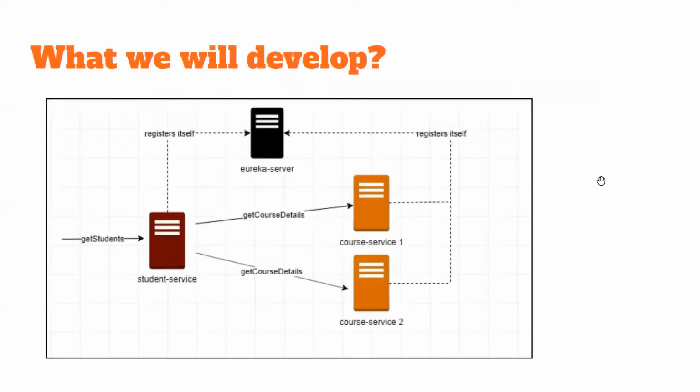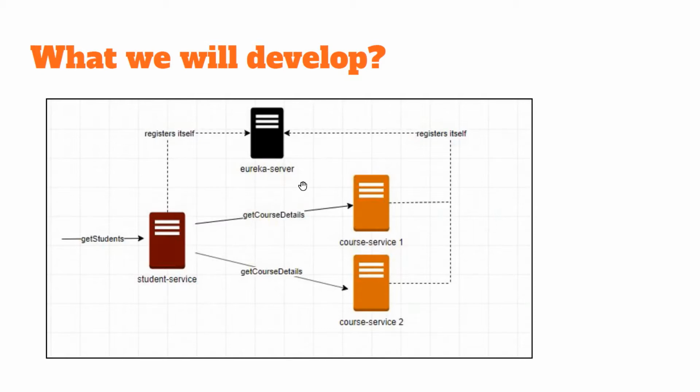So in this video, we are going to develop an application involving two microservices. One is student service and another one is course service. The course service gives the important details about the course, and the student service gives the list of students, and the students also contain the important information about the course. And both student service and course service are going to register themselves to the Eureka server.